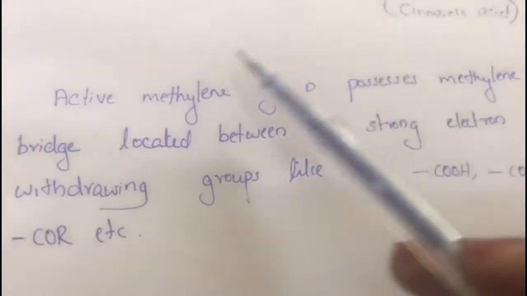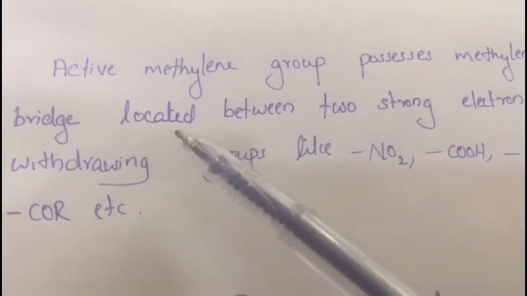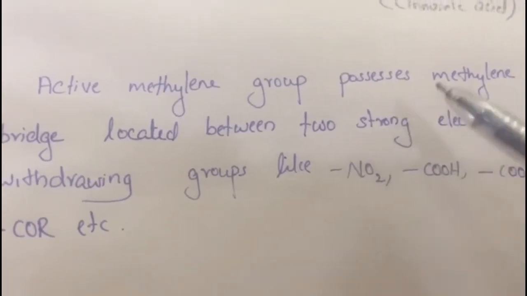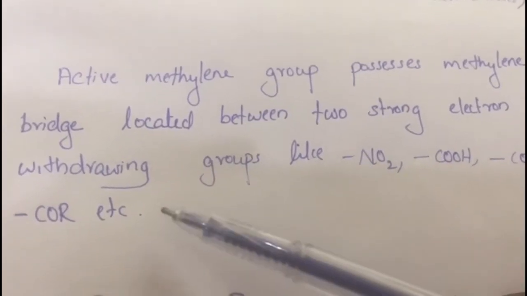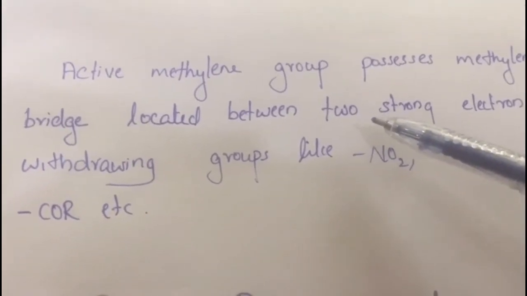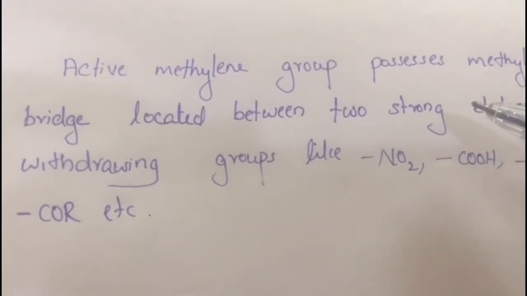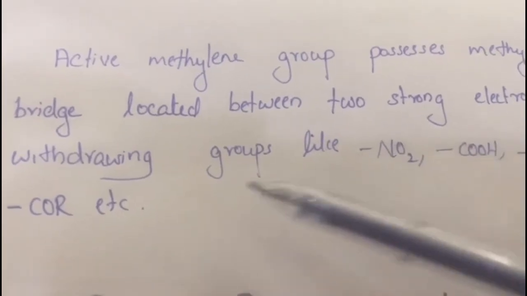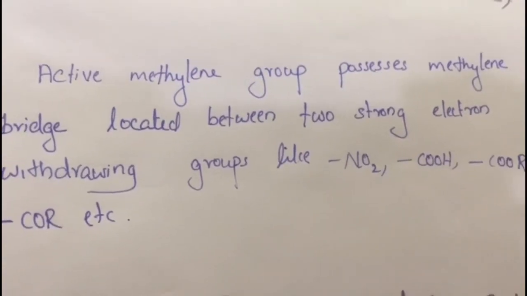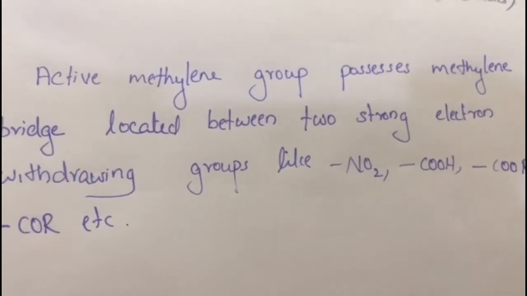So now let us discuss what these active methylene groups are. The active methylene group possesses a methylene bridge located between two strong electron withdrawing groups like NO2, COOH, COOR, COR, etc. This active methylene group can act as a carbanion in the presence of two strong electron withdrawing groups. So this CH2 group will act as a bridge between any of these two strong electron withdrawing groups. The presence of strong electron withdrawing groups makes the methylene group active. That is why it is known as active methylene group.